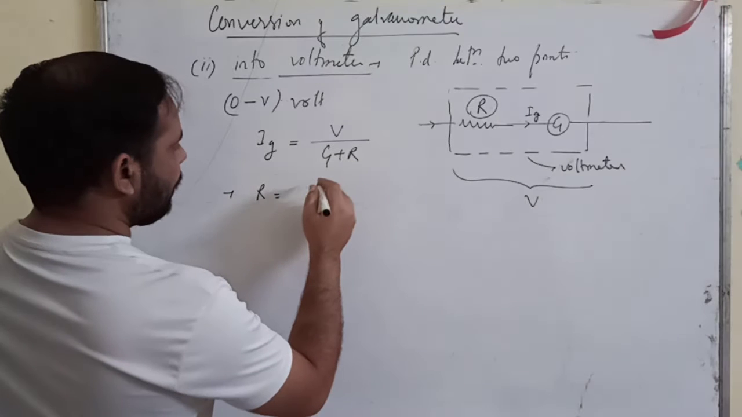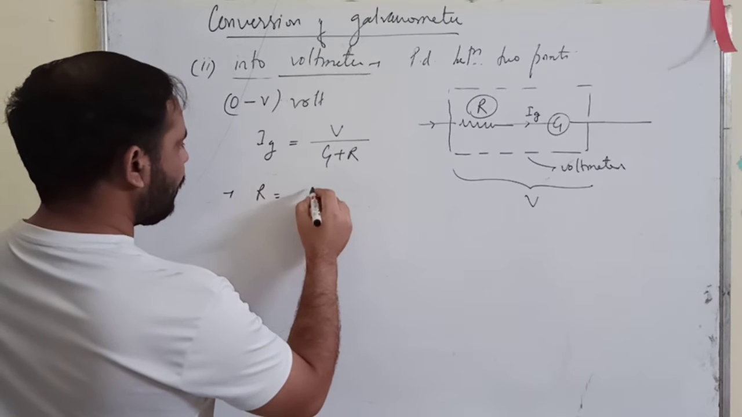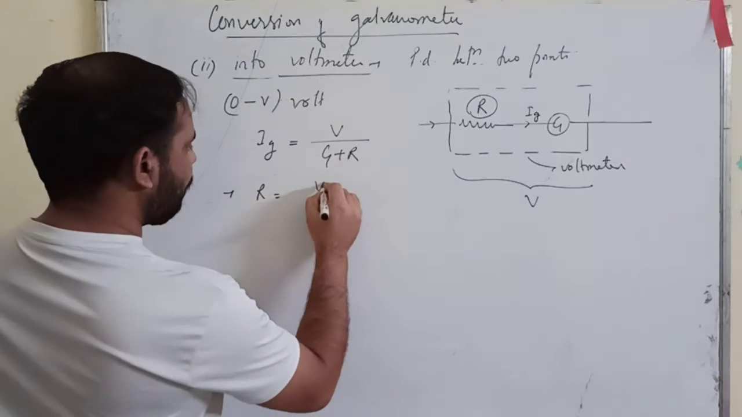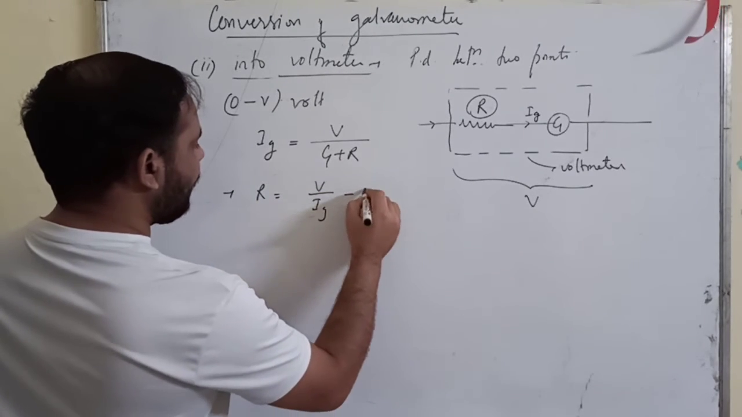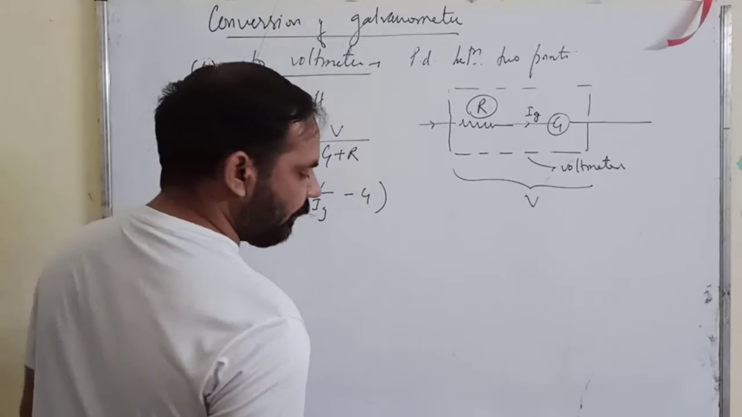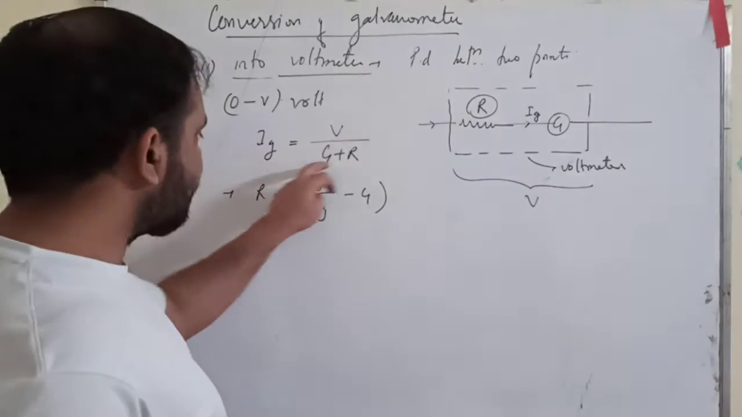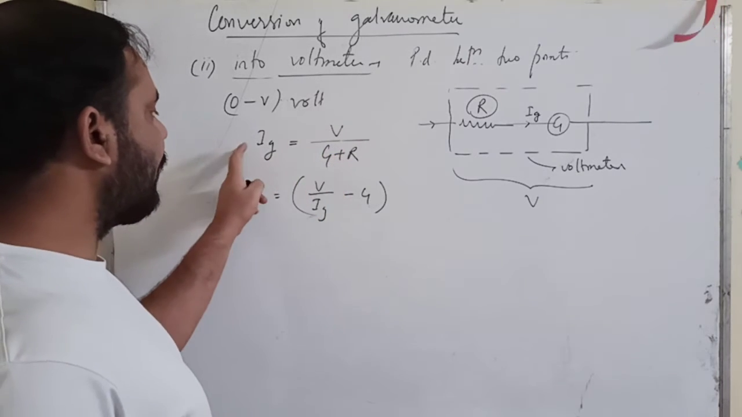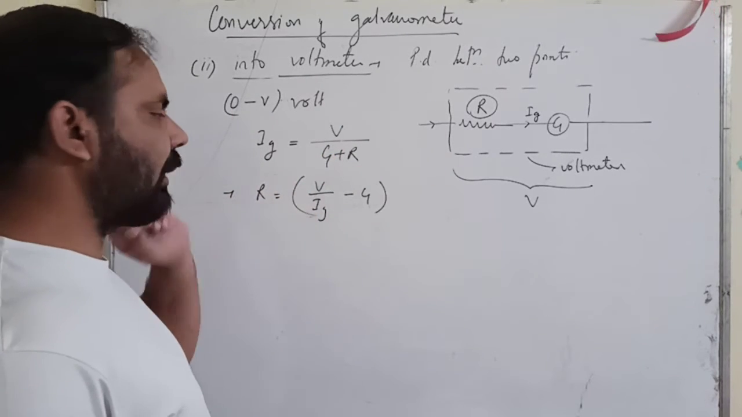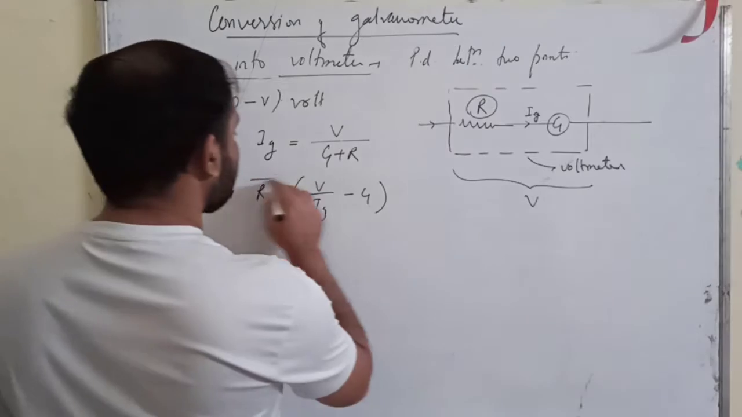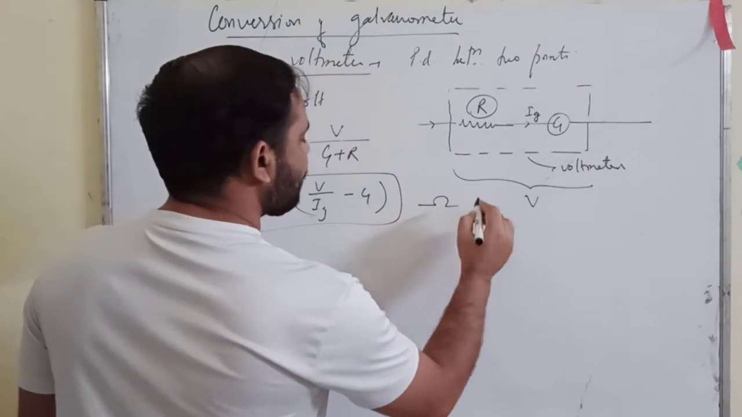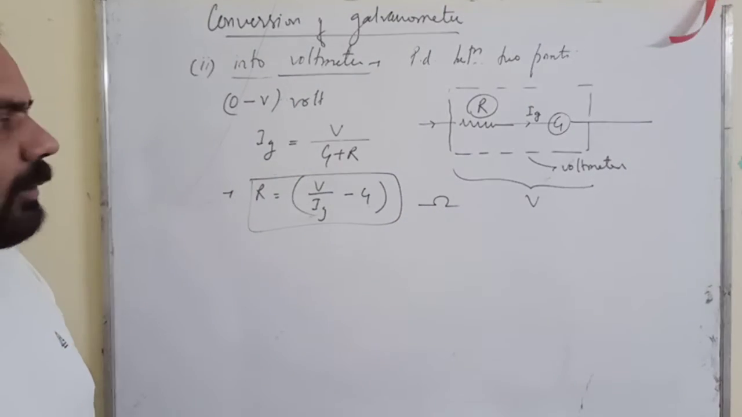So how much will R be? R is equal to V upon Ig minus G. This R plus G will go here, Ig will come in the denominator, then G will be subtracted. So R is V upon Ig minus G. This much ohms of resistance must be connected in series.